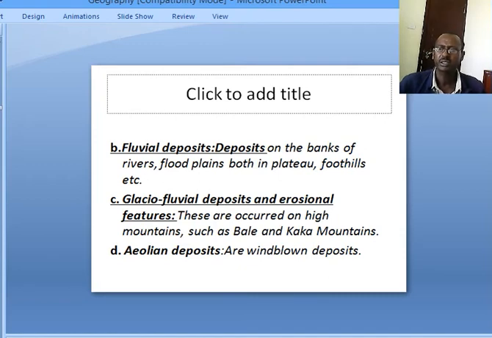Floodplains: a very low-lying area, both in plateau and foothills. If you see deposits in this area, we call it fluvial deposit. The third one, glacial fluvial deposits and erosional features, occurs on high mountains. Glacier refers to snow, such as on the Bale and Kaka mountains. The deposits found in this highland area are called glacial fluvial deposits.